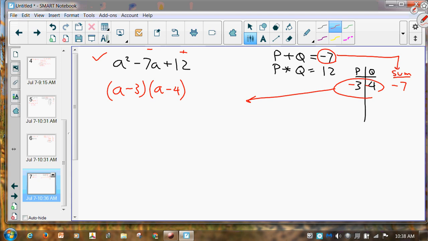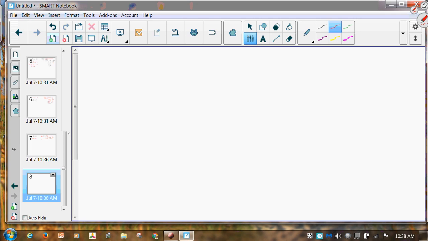And as you do more of these, you'll find that this process will become easier. You recall your times tables, and you'll be able to quickly find the terms. Let's just do one more, and then we'll end it. All right? Let's suppose we have, let's see, r squared plus 3r minus, let's say 70, right?